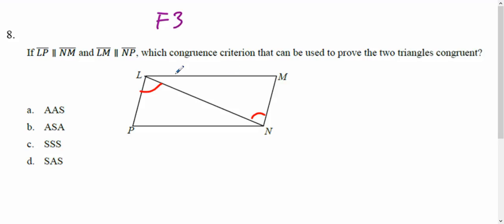We also have LM, the top, is parallel to NP, the bottom. So we get a backward Z here, which creates these two angles, which are congruent. And then we have two triangles that share LN. So that's congruent to itself because of the reflexive property. So now when we go to name it, we have two angles and the side in between. That's angle, side, angle. Two angles and the included side are congruent to two angles and the included side.